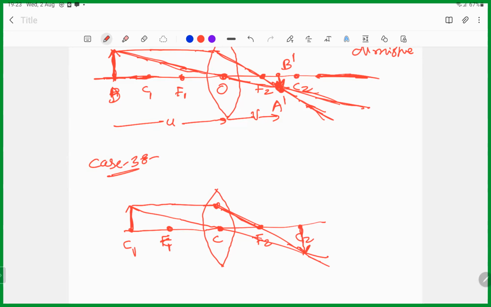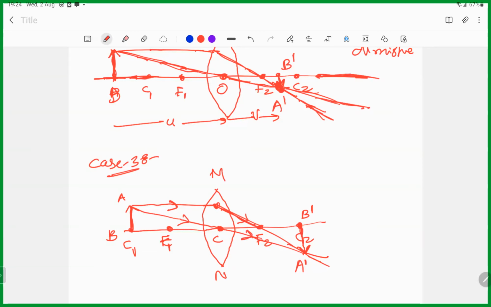Right? So let's say it's A and B. This point will be B dash. It will be A dash. So this is the incident. This will be refracted. Okay, this will be M N.